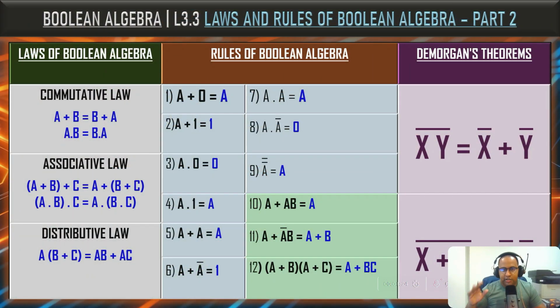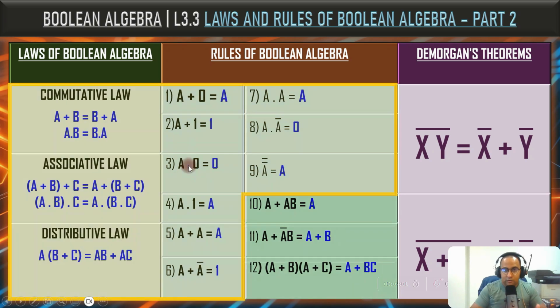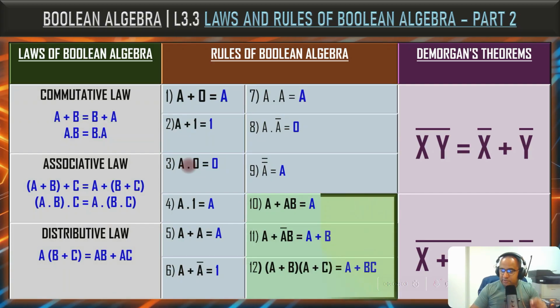Here you can see a general overview of the Boolean algebra table that we've been using. On the left column, we have the 3 main laws: commutative, associative, and distributive. In the middle column, we have the 12 Boolean rules. In the previous lesson, we discussed all 3 laws and the first 9 rules, which dealt only with expressions involving a single variable. Now, we'll focus only on the last 3 rules, rules 10, 11, and 12, which involve expressions with 2 or 3 variables.